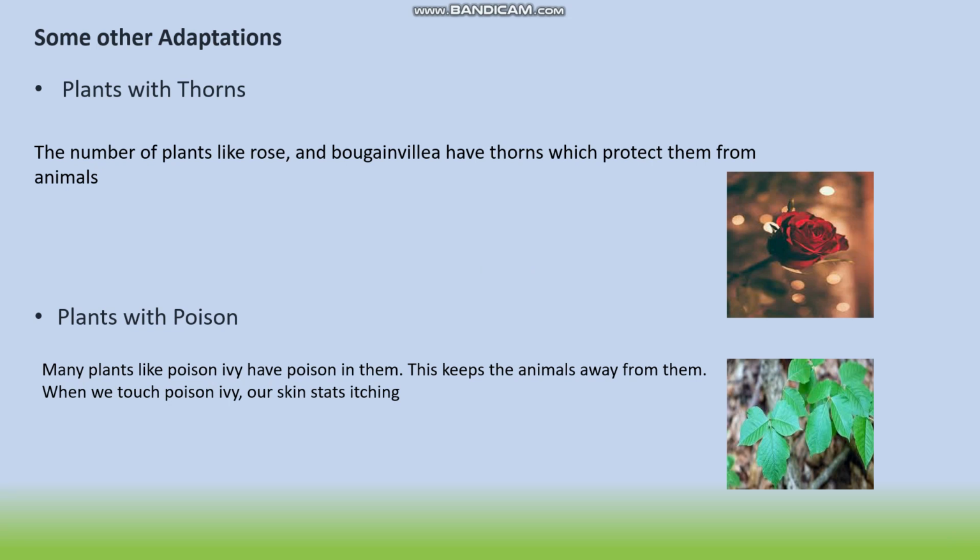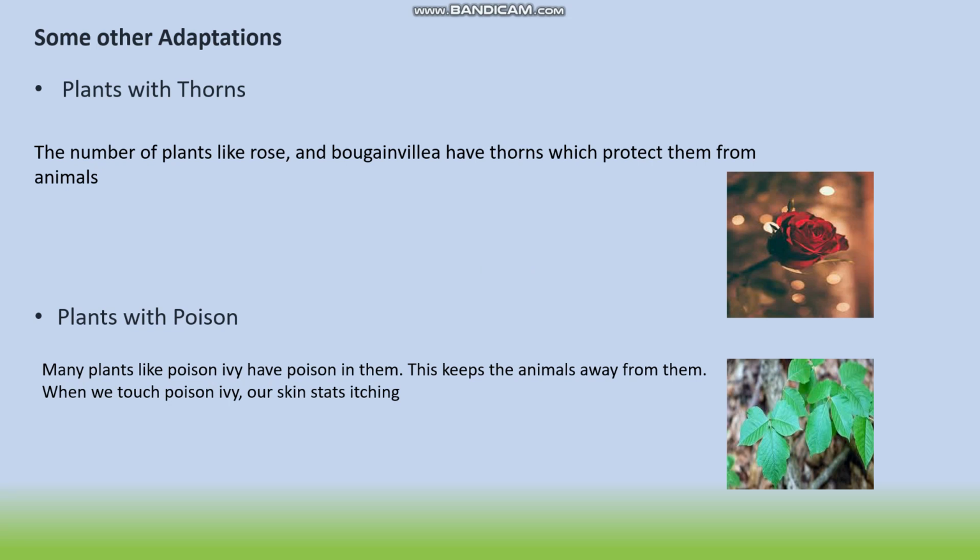And the next, some other adaptations. Let me move on to the plants with thorns. Here, a number of plants like rose have thorns which protect them from animals. On your screen, you can view that rose plant.